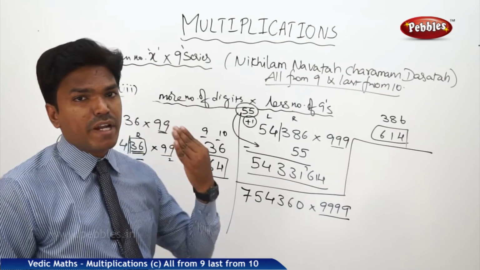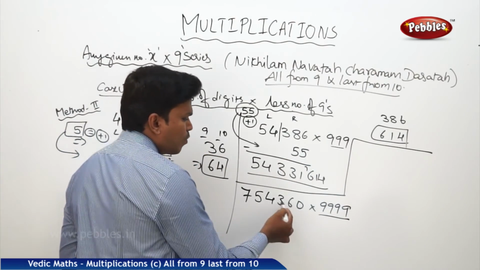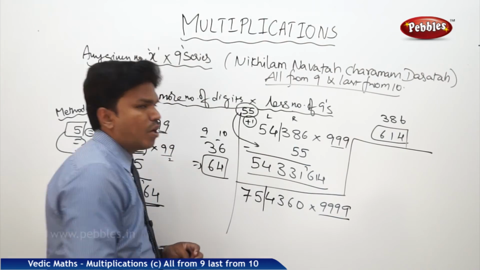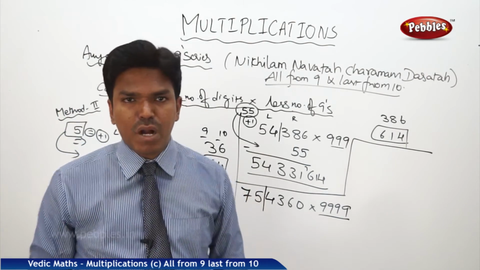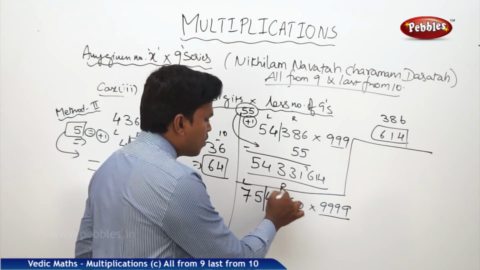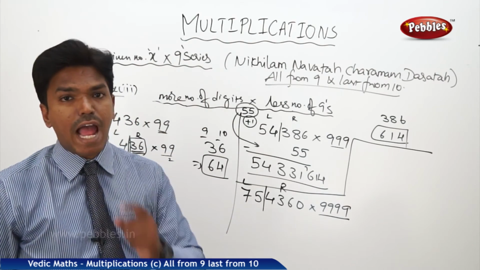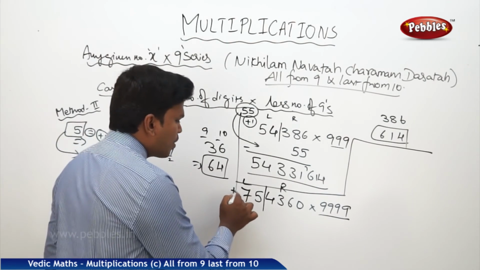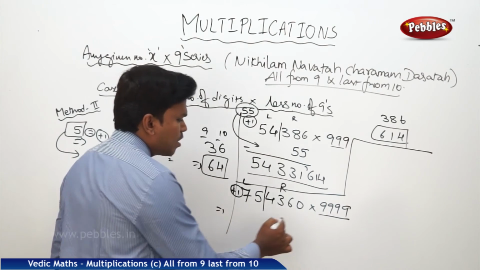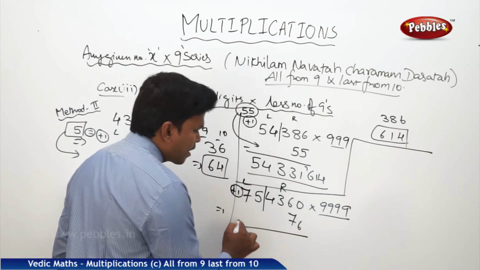After 4 digits from the right, I need to make a partition. 1, 2, 3, 4. Make a partition. Now the number is divided into 2 parts, left side part and right side part. Okay, the left side part is how much? 75. Add 1 to that 75. If I add 1 to that 75, how much am I going to get? 76, which should be subtracted from the total number.